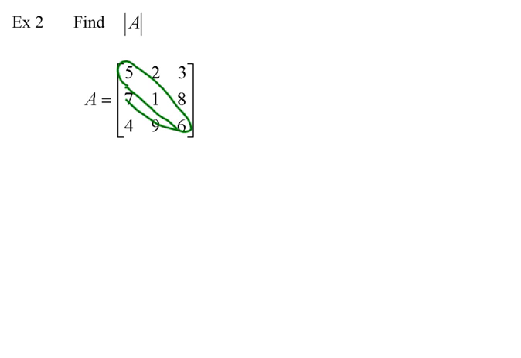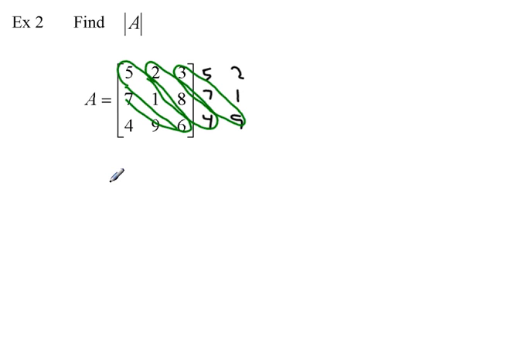Well, for 3 by 3 matrices, here's something we can do. Take that first column and write it down again, 5, 7, and 4. Take the second column, write it down again, 2, 1, and 9. And what this will allow us to do is look at each of these diagonals and multiply each of these. So just like before, we want to multiply along these diagonals. So let's see what we get here.